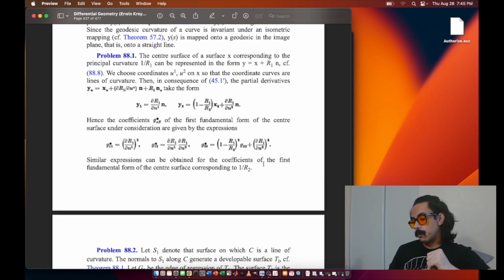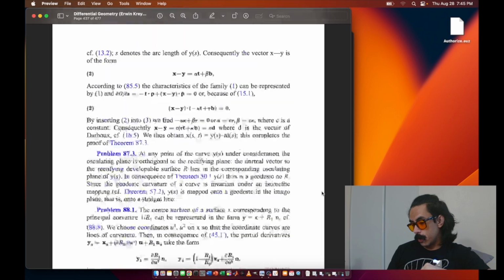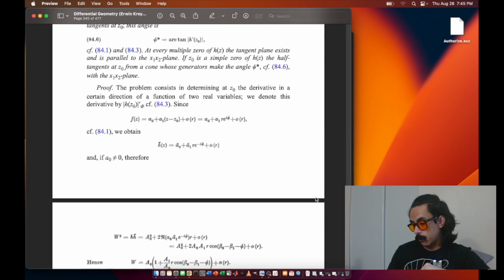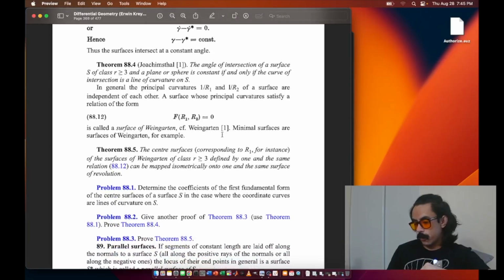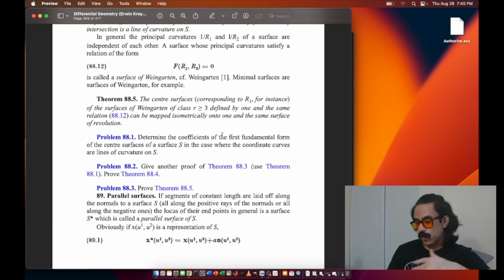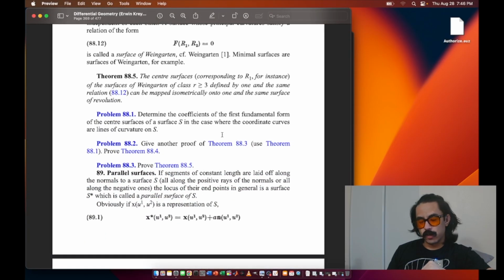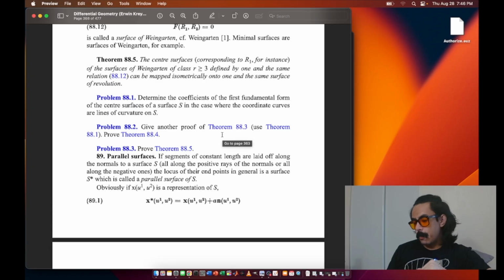Similar expressions can be obtained for the coefficients of the first fundamental form of the center surface corresponding to 1 over R sub 2. So that one is very straightforward, I feel like. Calculating the coefficients of the first and second fundamental forms is just like all day in differential geometry, you know what I mean?